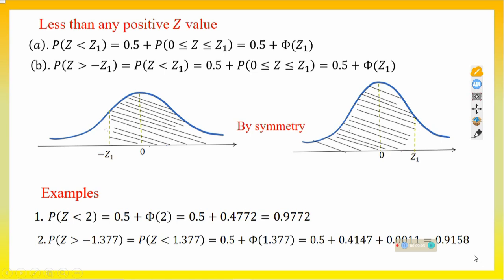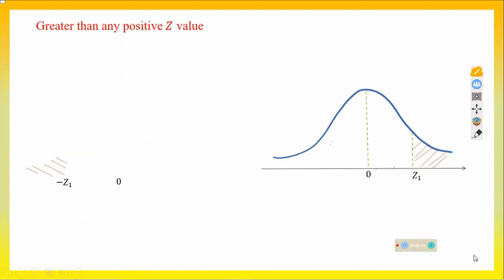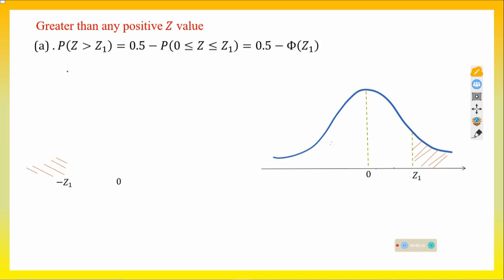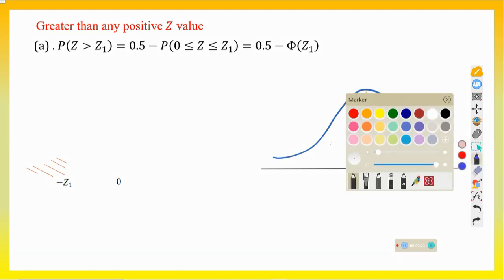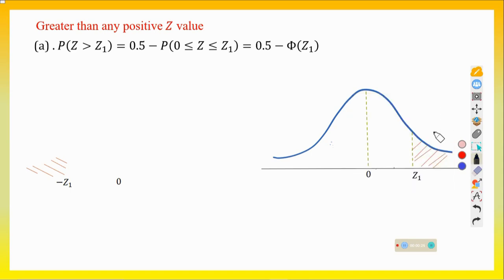So next we look at where we are dealing with greater than any positive value of Z. So how do we handle that? If you are interested in the probability of Z greater than Z1, then we shall be interested in this part here. The whole of this is Z. So which part is greater than Z1? If this is Z1 here, then the part that is greater than Z1 is this.